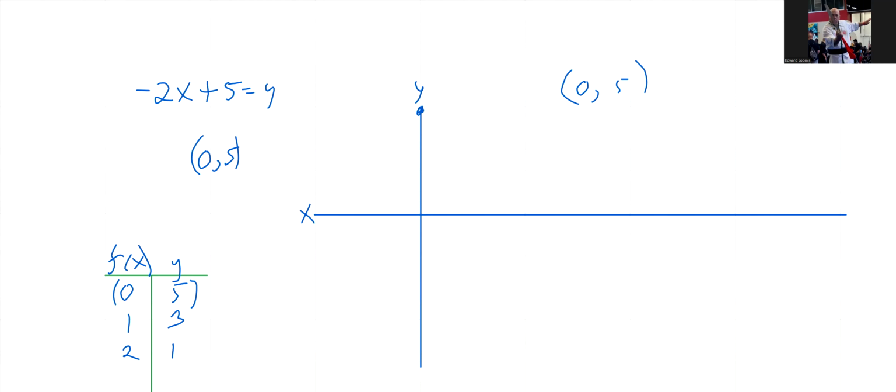Then I'm going to come over to the t-chart. I'm going to take the next pair. It's going to be 1, 3. I'm going to come back to the point of origin. I'm going to come to the right 1 time. My y is 3, so I'm going to come up 1, 2, 3 times. I'll put a point right there at 1, 3.